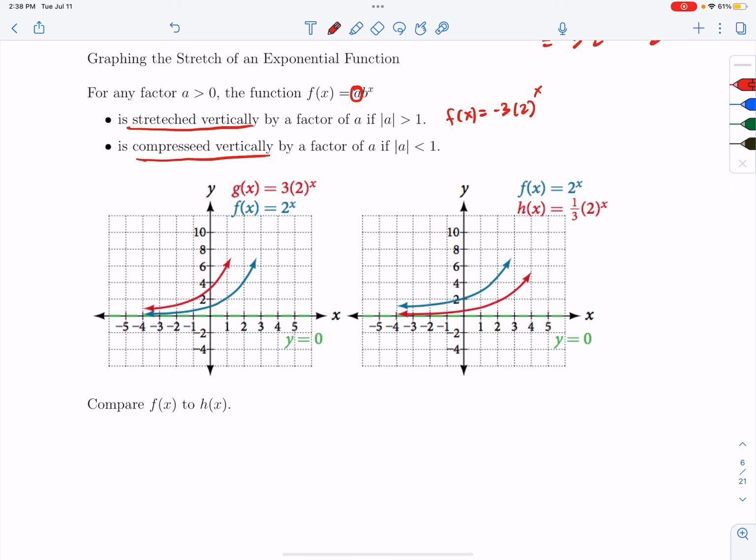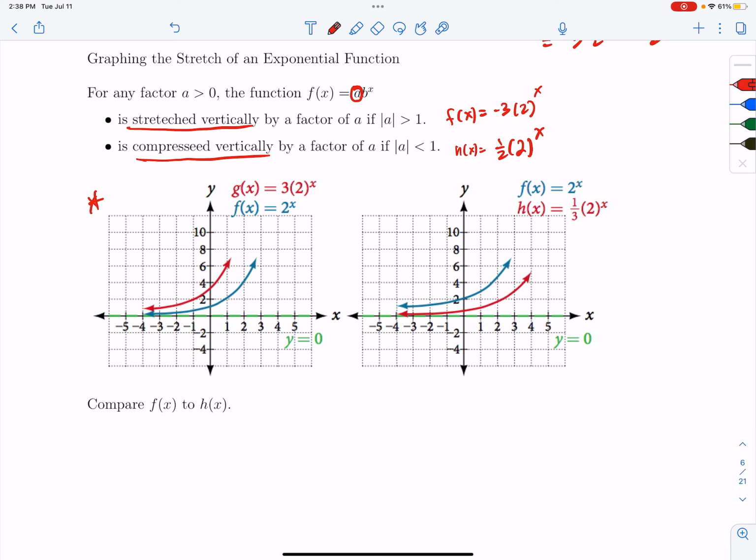We're compressed vertically if the absolute value of a is less than 1. So, actually, let's use the name of a different function. How about h of x equals 1/2 times 2 to the x. So we see two examples of this. On this first graph, I have an a value of 3 for g of x, so we can compare those two graphs. The g of x graph is getting stretched vertically.